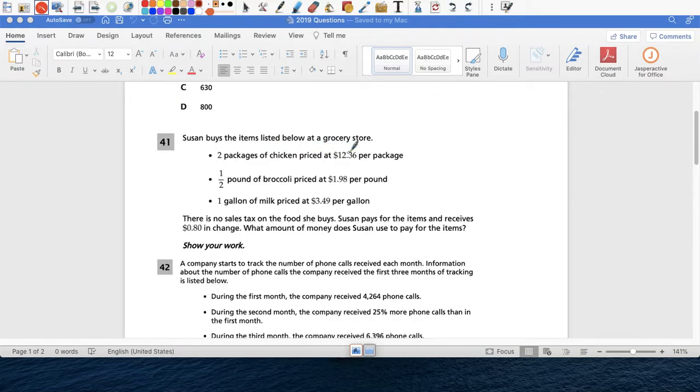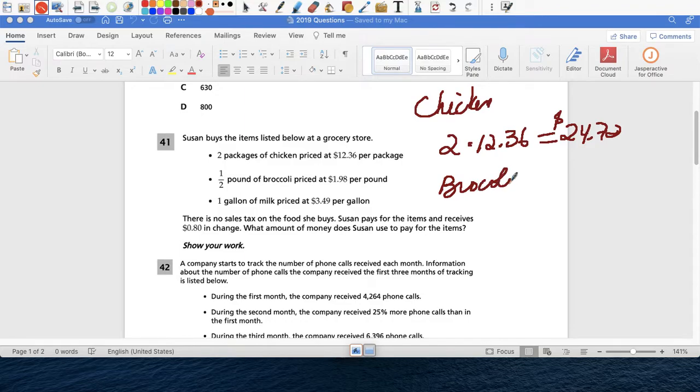Two packages of chicken, priced at 12.36. So let me write chicken here. Two packages would be 2 times 12.36, each package. And if you have a calculator, 12.36 times 2 is 24.72. So that's how much my chicken would cost. Then we're doing broccoli. Half a pound, so I would write broccoli, 0.5 times 1.98, and put a dollar sign here if you want. 1.98 divided by 2, we get 0.99. If you wanted to, you can write what you're doing here, but I don't think that would be necessary.